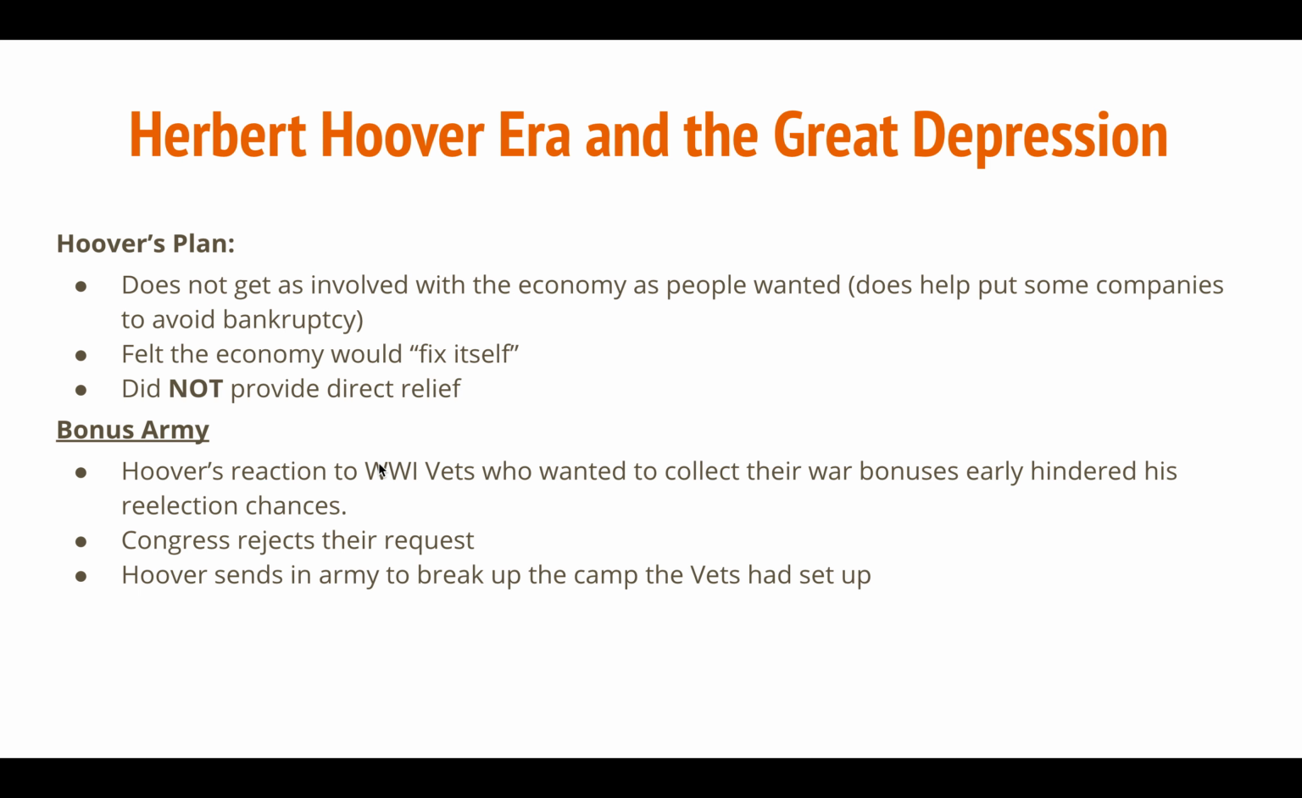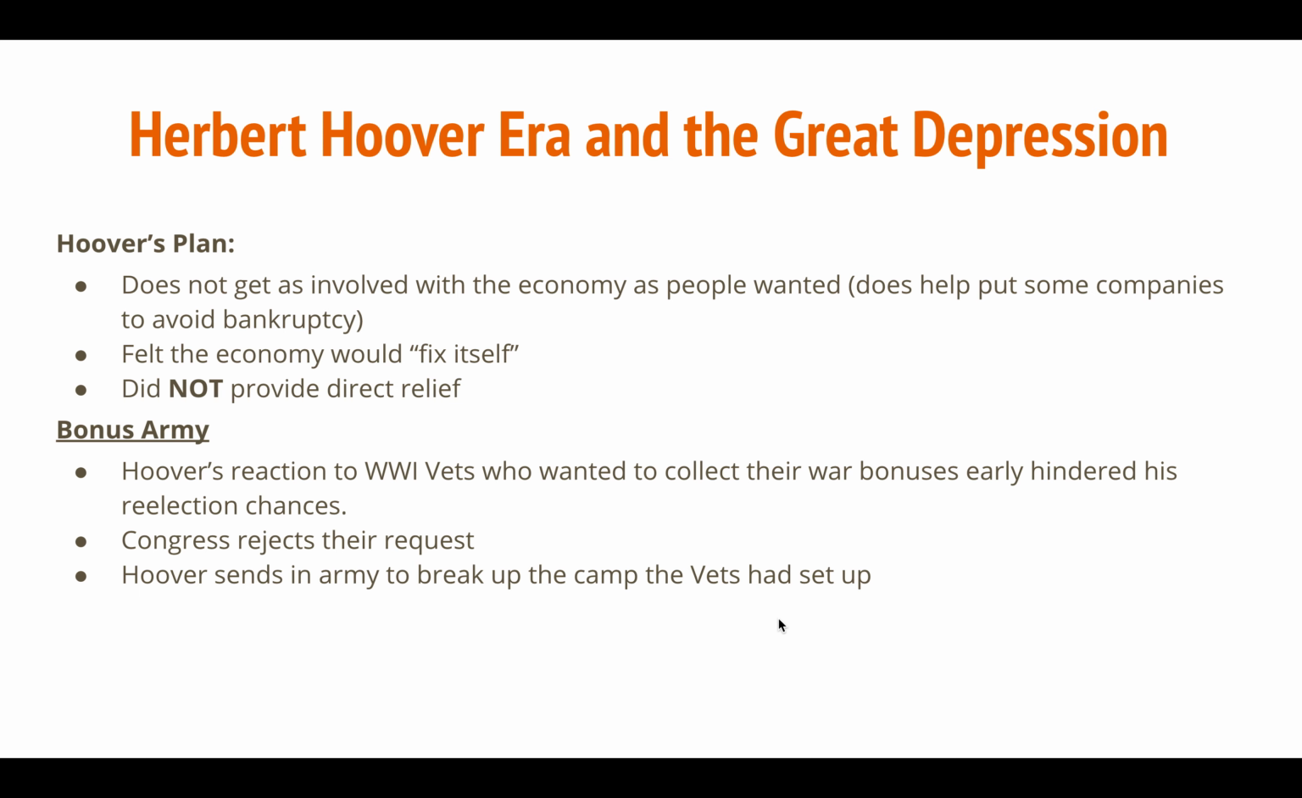The thing that's really going to hurt Herbert Hoover is his reaction to World War I veterans. It's going to be known as the Bonus Army. World War I veterans tried to get their bonuses early. They were owed a bonus for their duty in World War I. They marched to Capitol Hill, to Congress, and they demanded their bonuses early because they were being hurt by the Great Depression. Congress says no. Herbert Hoover sends in the army to break it up, and the rest is history.